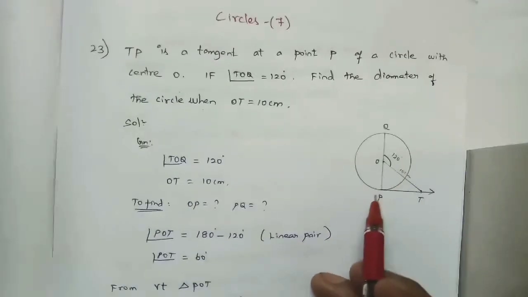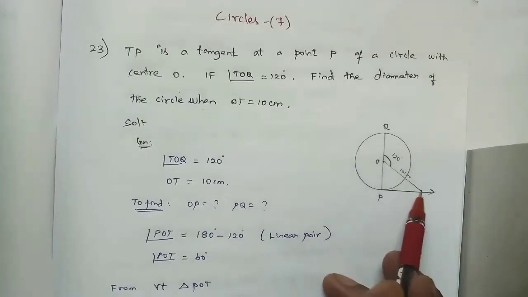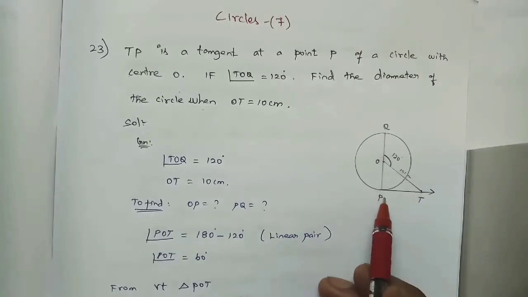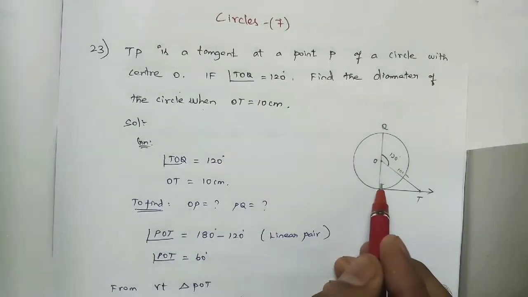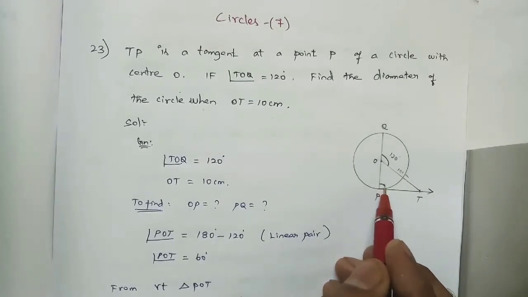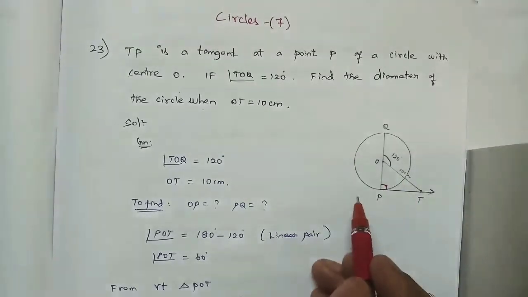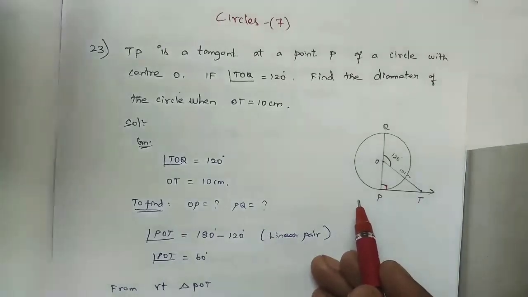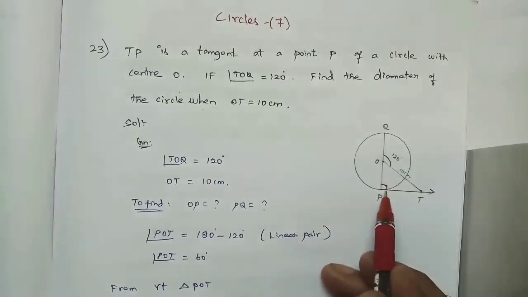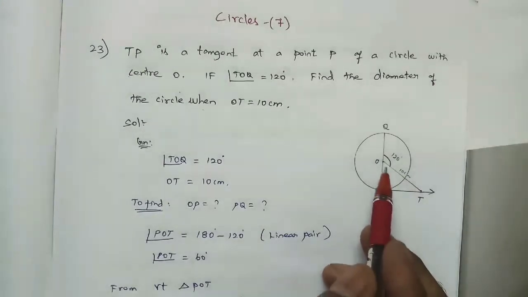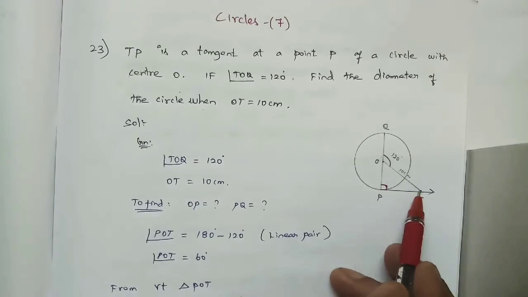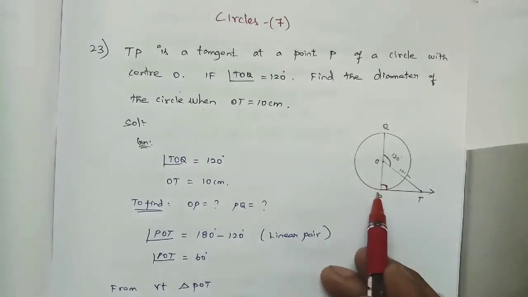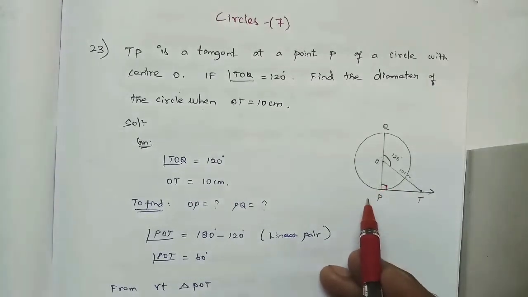We know that POT is a right angle triangle, right angled at P. This is the right angle. In a right angle triangle, the side opposite the right angle is nothing but the hypotenuse, and one of the others is the adjacent side and the other is the opposite side.